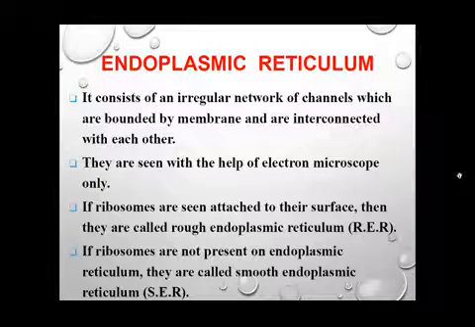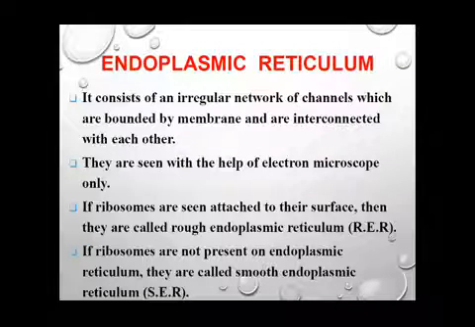So the structure of endoplasmic reticulum consists of an irregular network of channels which is surrounded by a membrane, and they are interconnected with each other. The endoplasmic reticulum contains many channels which are surrounded by membrane, and these channels are interconnected with each other. They can be seen with the help of electron microscope only. Now these endoplasmic reticulum are of further two types. They are rough endoplasmic reticulum and smooth endoplasmic reticulum.